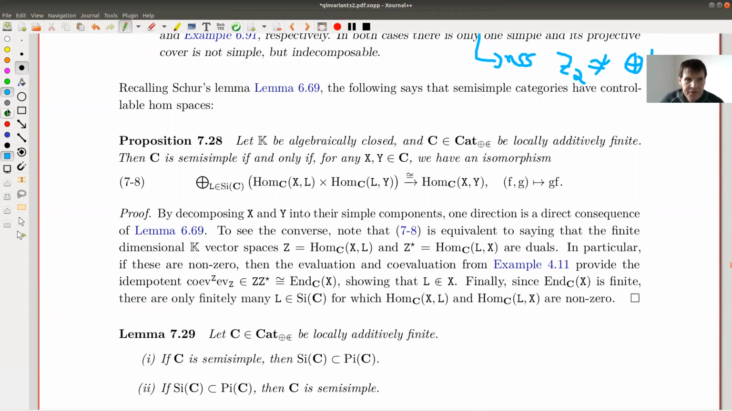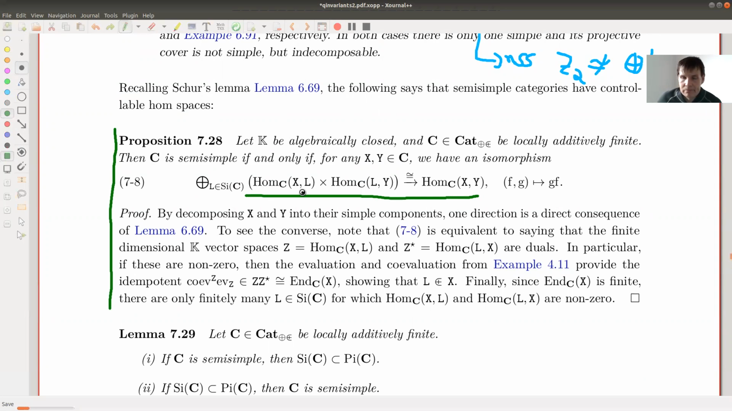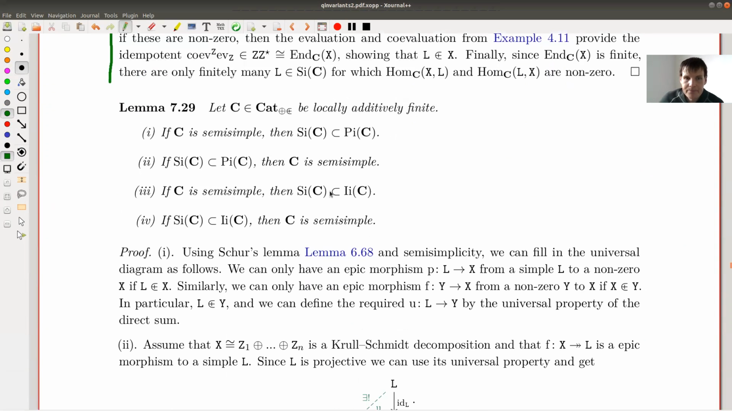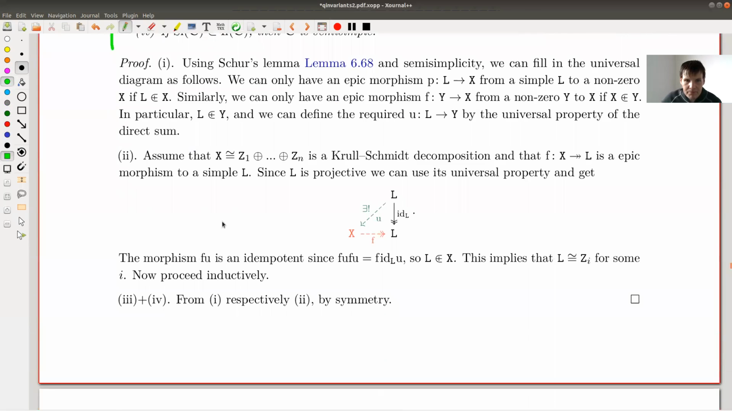Okay, let me also skip this proposition. It's again not super exciting, but basically it shows the lemma holds and you can control hom spaces. So have a look at it if you read the lecture notes, but I'm running short on time, so let's move on. Semi-simple is important, so let's try to get a little bit more handle on semi-simple. And basically, this lemma is just to prove the next proposition, not so hard.